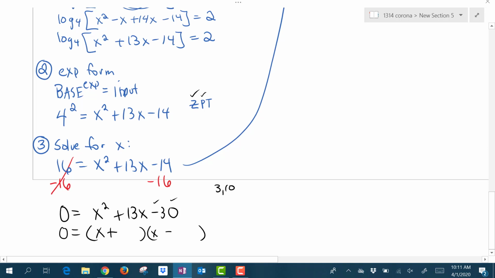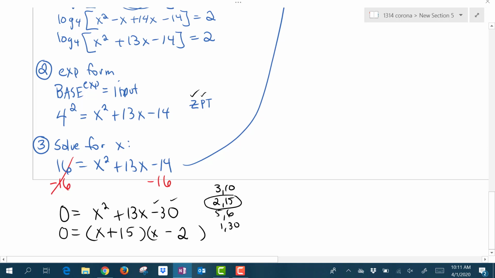My options for 30 are 3 and 10, we have 2 and 15, we have 5 and 6, 1 and 30, and I think that's it. So we want to be careful that we put our signs in first. If we do that, 3 and 10 doesn't work because the signs have to be opposite, but 2 and 15 will work with a positive 15 and a negative 2.